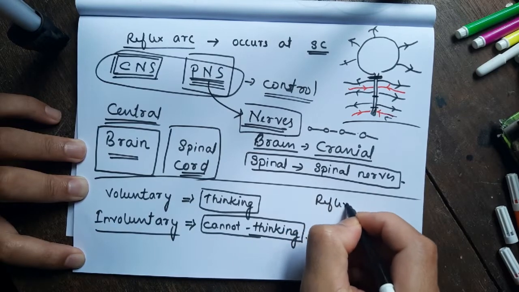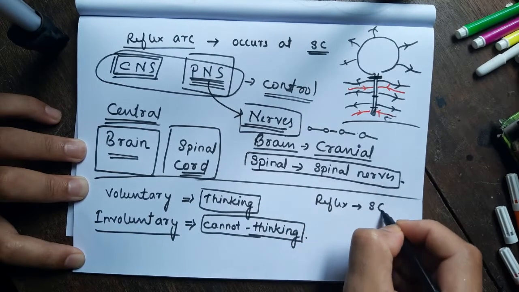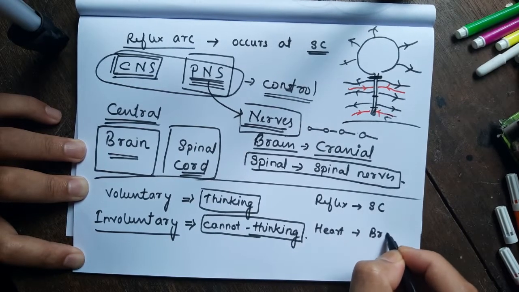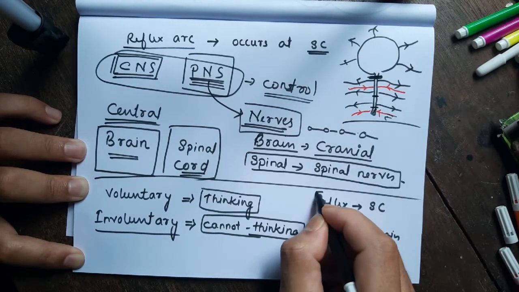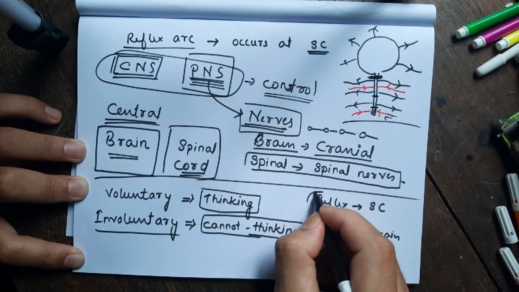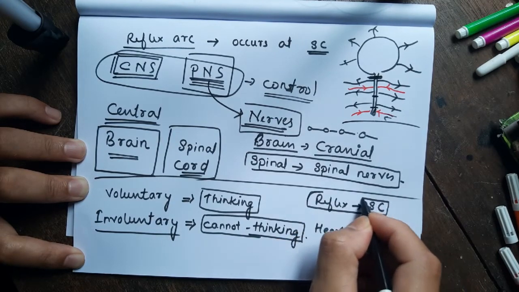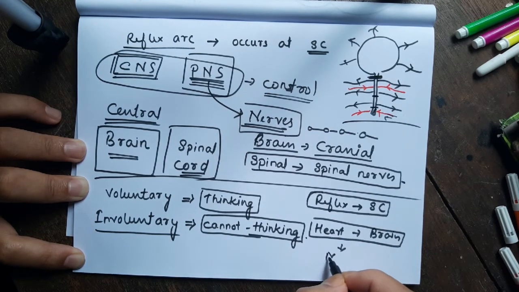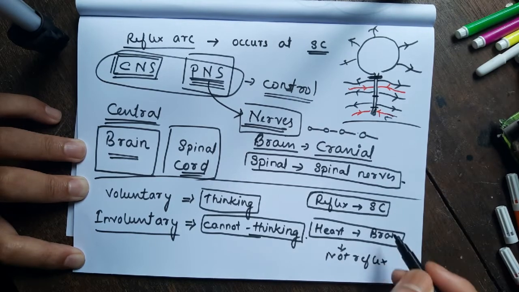So let us compare it. Reflex is controlled by the spinal cord. Heartbeat is controlled by the brain. So a reflex action is controlled by the spinal cord, so reflex. Heartbeat is controlled by the brain, so not reflex. However, both of them are involuntary. Why are both of them involuntary? Because both of them are happening without you thinking about it. I hope you got it.